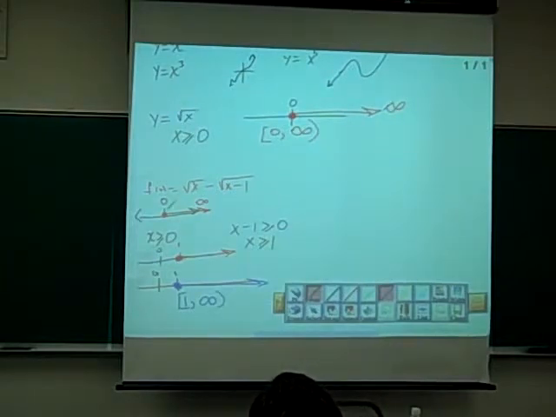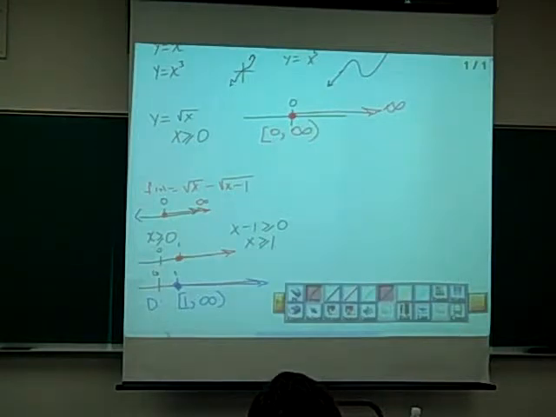Even though this one says 0 to infinity, you can't use 0, right? Because 0 will give you a negative radicand for the second one. So you have to look at both, and then look at the restrictions for both and apply them. Okay? So that's going to be your domain.